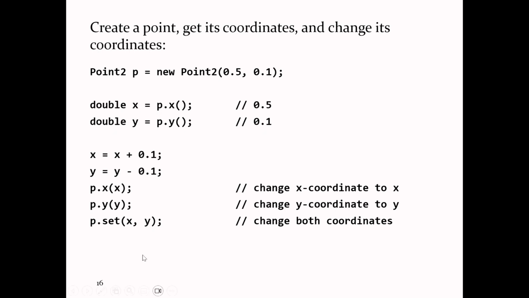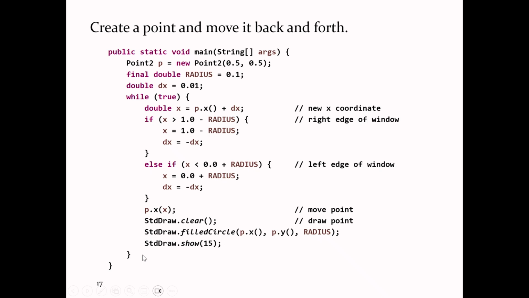So here's a little program that takes a point and moves it back and forth on your screen. It uses this class called Standard Draw, which is a class that Princeton uses for its Java course. It just lets you draw simple shapes on the screen. So I'm just going to move this point back and forth. Exactly how this works, not super important.